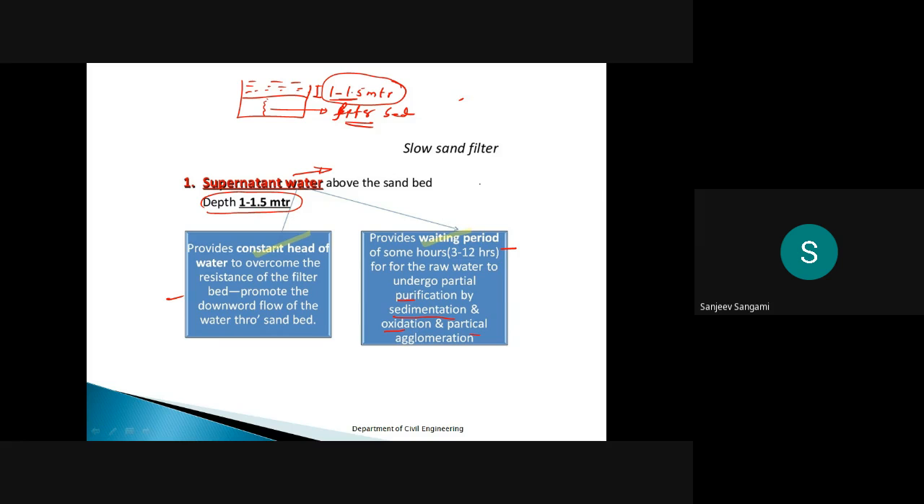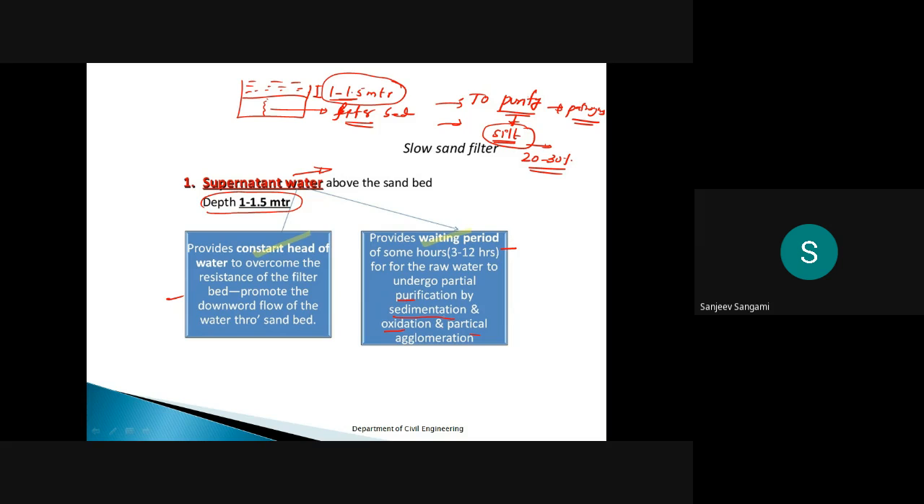To remove the pathogens, it is there. Remember, that is the first objective. Besides this, it is also going to remove some portion of the particles. It also removes silt, up to 20 to 30%.